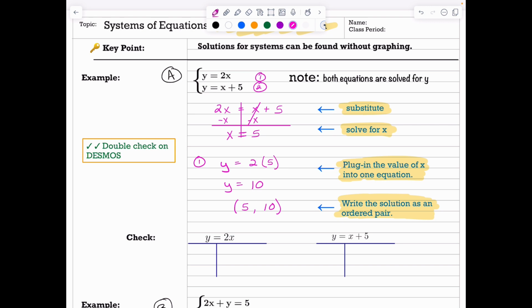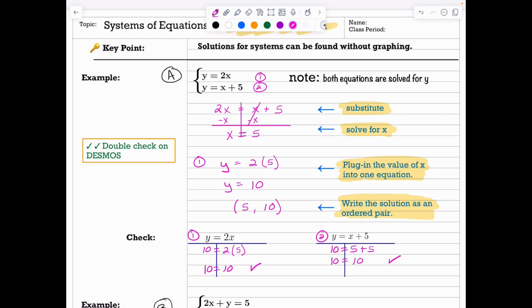Down here, I'm going to check my solution by plugging it into both equations. So here, using a t-chart, I've got y is equal to 2x. I'm going to plug in 10 in place of y. And I'll plug in 5 in place of x. And this checks. I'll do the same for equation number 2. So this tells me that that point lies on both lines.